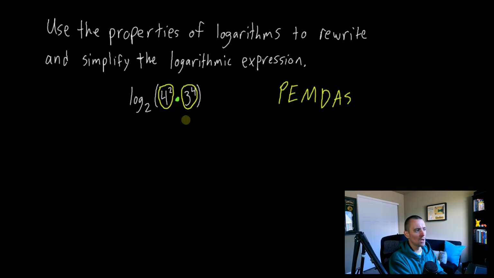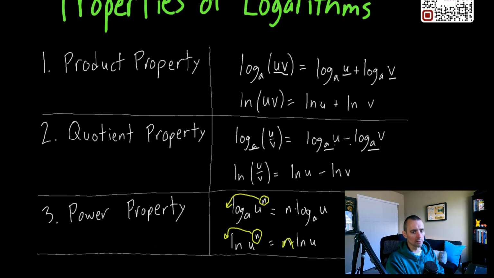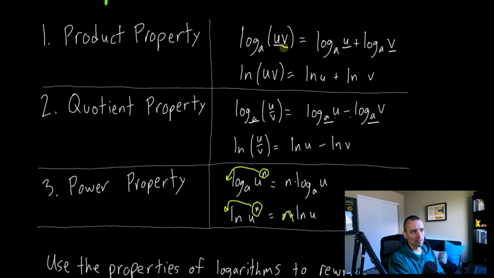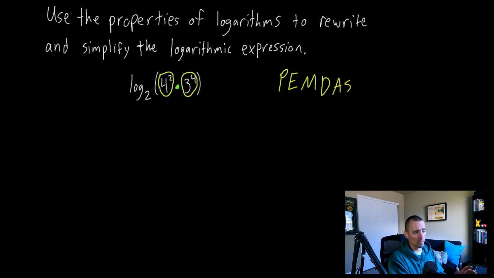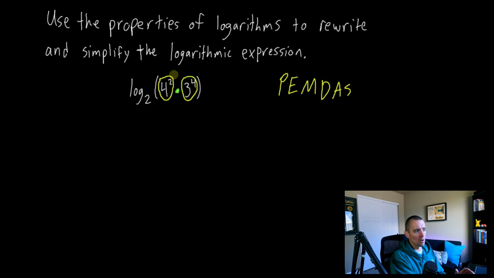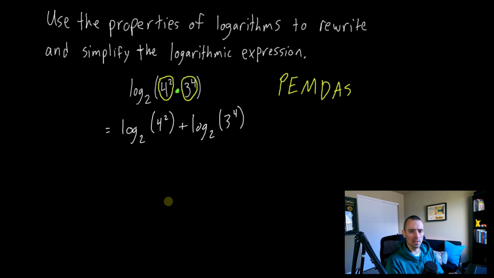So what does the product property tell us? How to break apart the log of something times something else. Well, if we go back up here real quick, if we have the log of something times something else, we just break it down into the log of the first thing plus the log of the second thing. And remember, keep your base the same. So we're going to break this down into the log of 4 squared plus the log of 3 to the 4th. And again, just keep base 2. So this will be equivalent to log base 2 of 4 squared plus log base 2 of 3 to the 4th. Okay? That's equivalent.